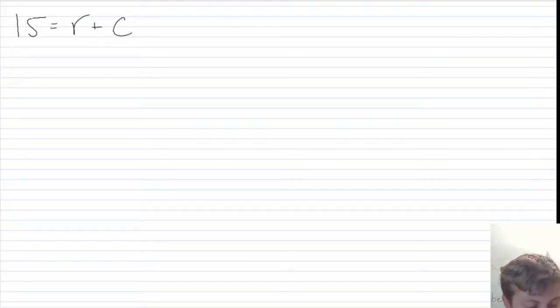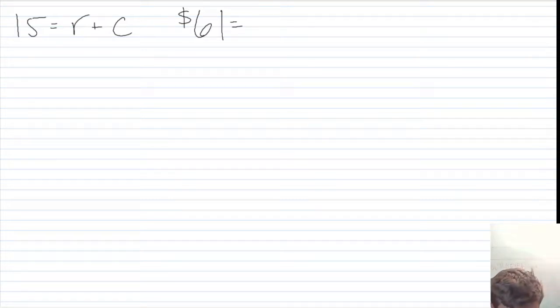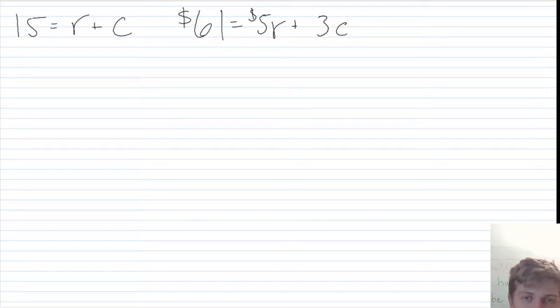Okay, so let's start with our totals. If she has 15 flowers, how does she get to 15 flowers? She gets that from her total number of roses plus her total number of carnations. If she has $61, how does she get that? She gets that from the total sale of her roses, which is the number of roses times their price, $5, plus her total income from her carnations, which is the total number of carnations times her price, $3.